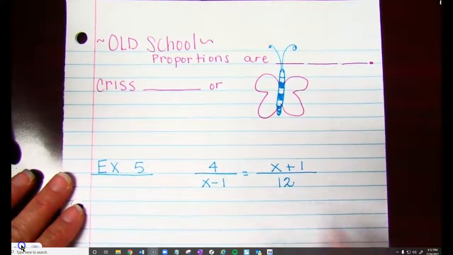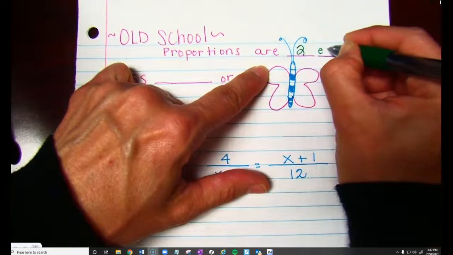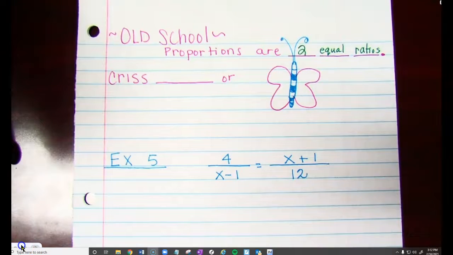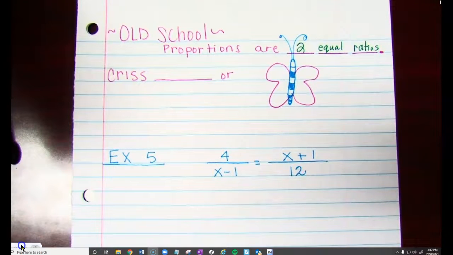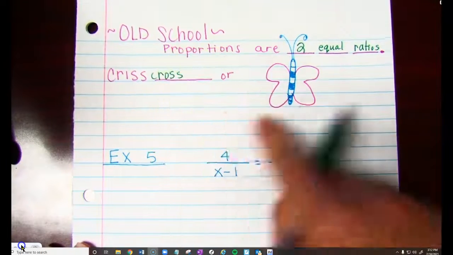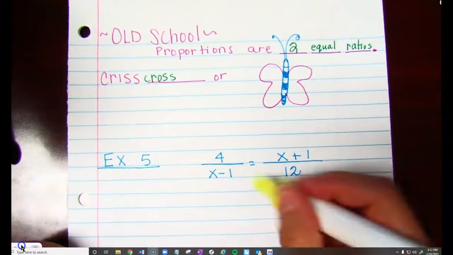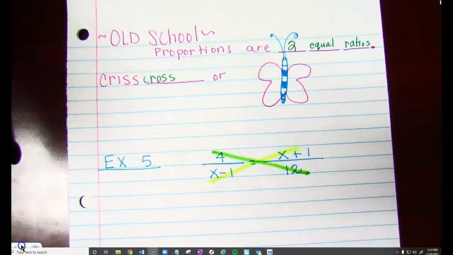All right. So this is the last problem. We're going all the way back to 7th grade for some of us. Remember proportions. Proportions are coming back. Proportions are 2 equal ratios, by the way, and it's the only time in math that we get to crisscross multiply. Some call it the butterfly method. So I love that. I had to draw a butterfly for that. And just remember, we multiply diagonally and we set them equal to each other.